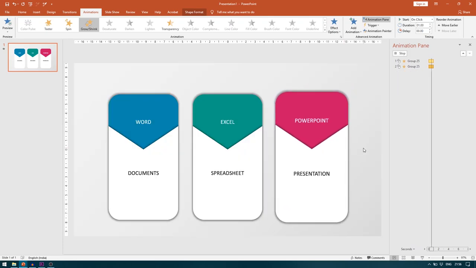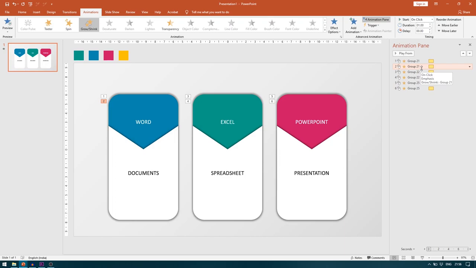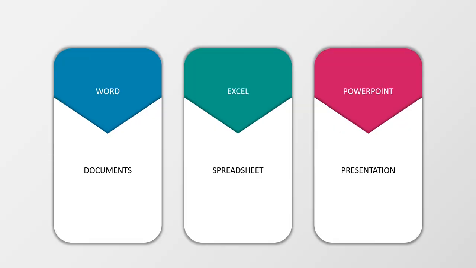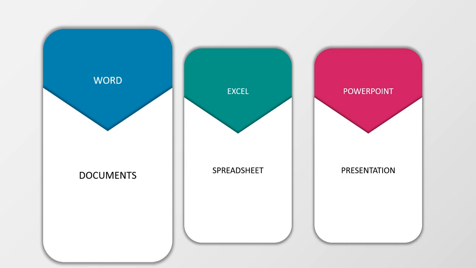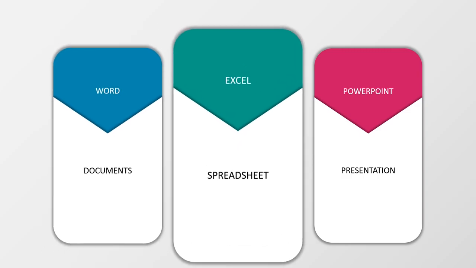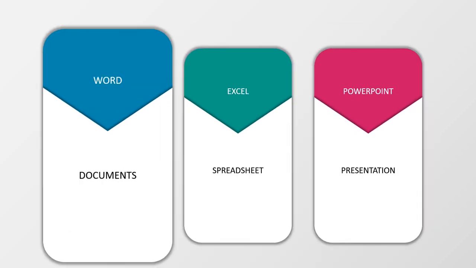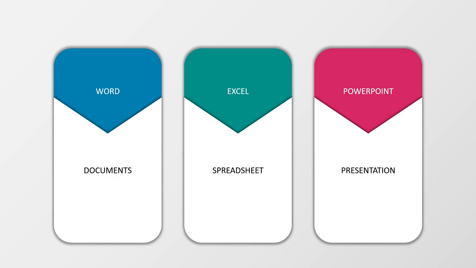What I want next is, when group 21 starts to shrink, I want group 22 to start coming up. So for group 22, you click and change the order to with previous, and in the same way, group 25 also, we'll change it to start with previous. Now we'll see the animation preview. The first one starts going back, the second comes, and the third comes. So you can see how easy it is to make animation in PowerPoint.